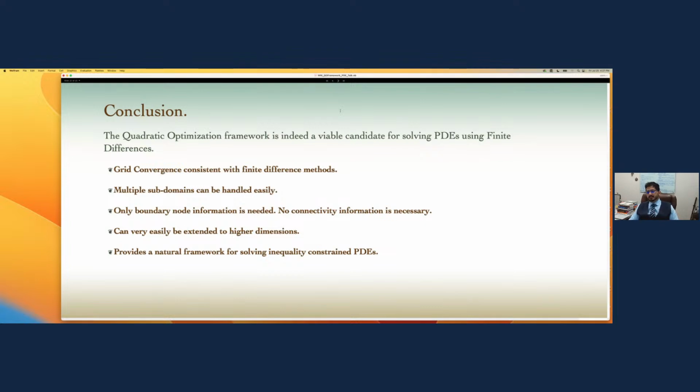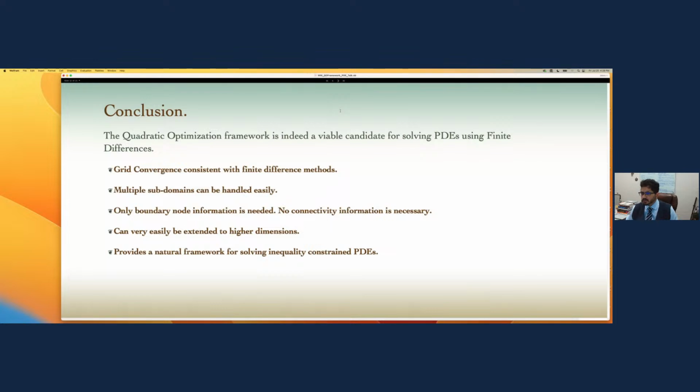So that's basically the conclusion that I have: you could use the quadratic optimization framework. It is a viable candidate to solve PDEs. I only showed you one example of an elliptic PDE, but you can go to all kinds of nonlinear PDEs. You discretize it, and you should be able to use this method. If you have nonlinear methods, there are entire books that have been written on how to solve nonlinear quadratic optimization problems. You can use that.